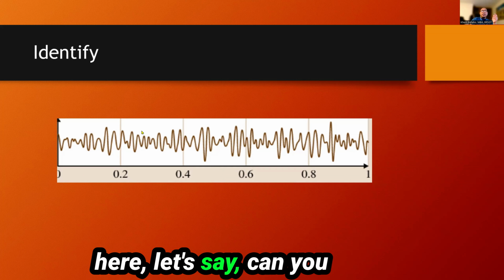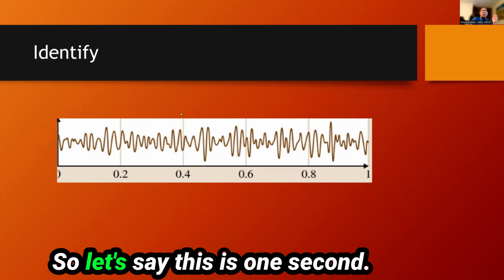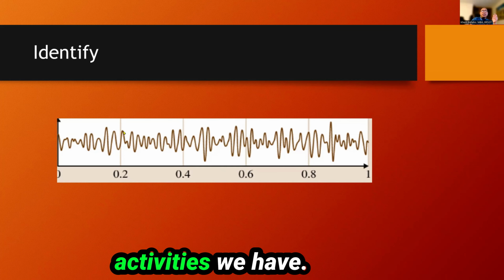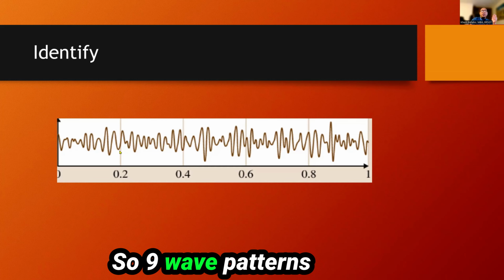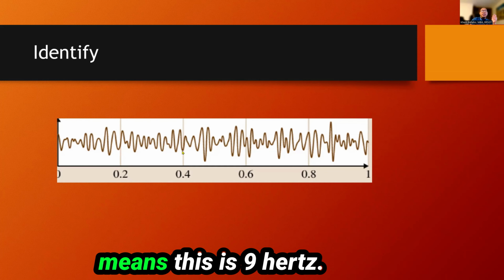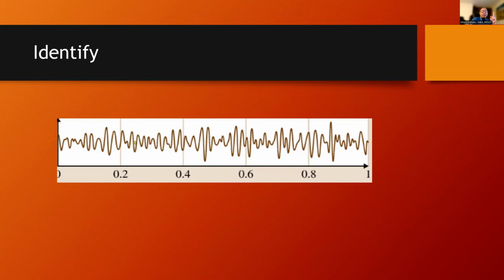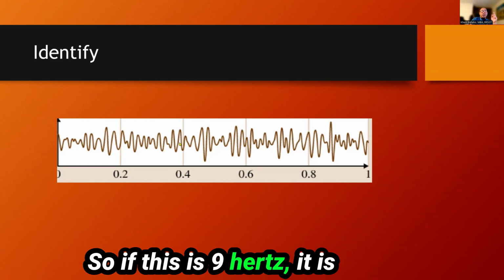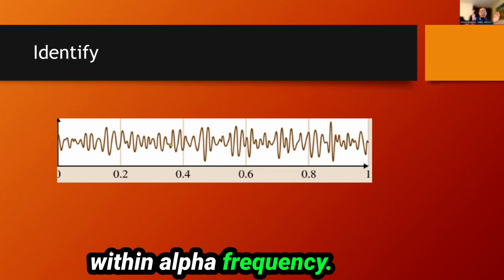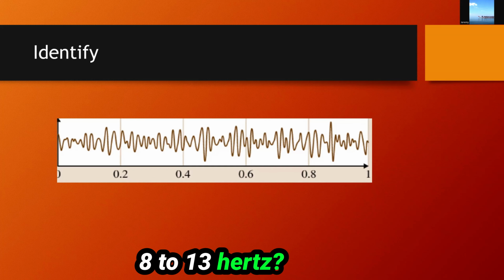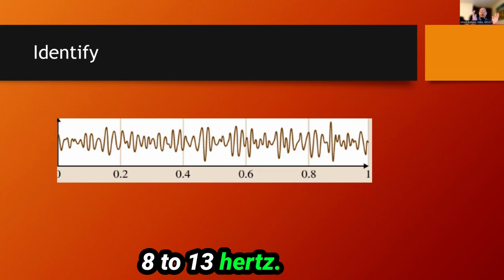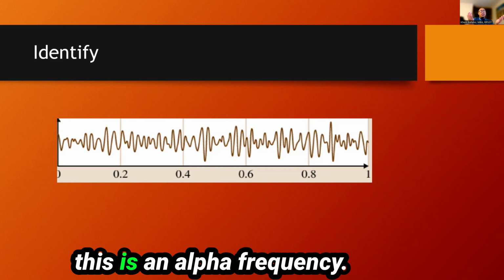So what you do is, for example, if this was 1 second, right? Since we're already here, let's say, can you see the lines here? So let's say this is 1 second. Let's see how many activities we have. 1, 2, 3, 4, 5, 6, 7, 8, 9. So 9 wave patterns within 1 second, which means this is 9 hertz. Got it? So if this is 9 hertz, it is within alpha frequency, because alpha frequency again is what? 8 to 13 hertz. Yes, 8 to 13 hertz. So since this is 9 hertz, then this is an alpha frequency.